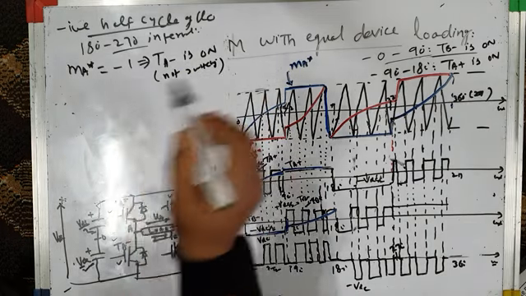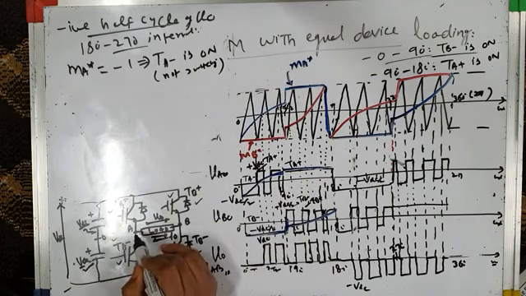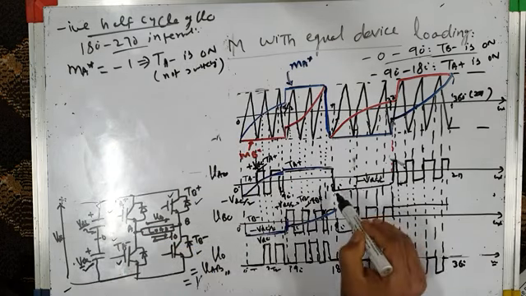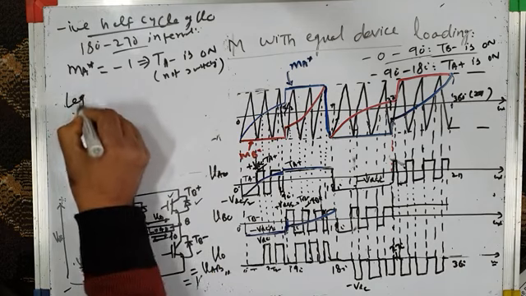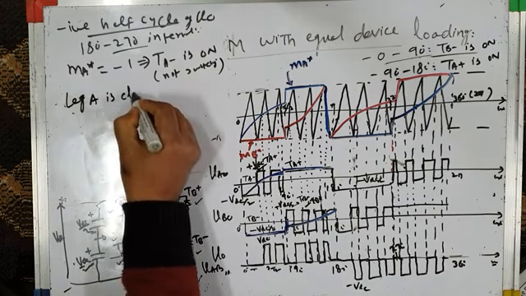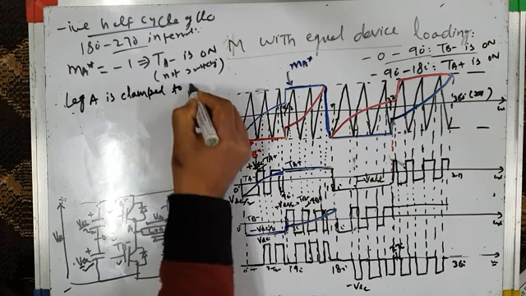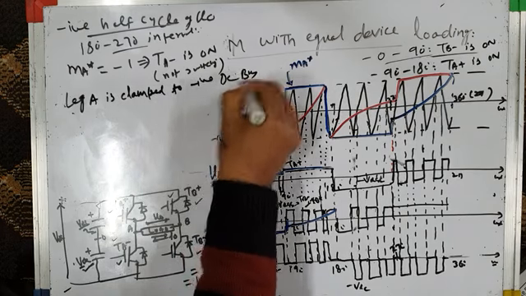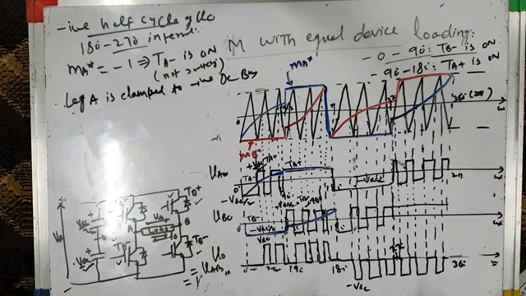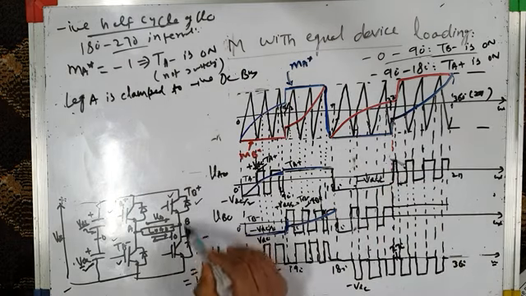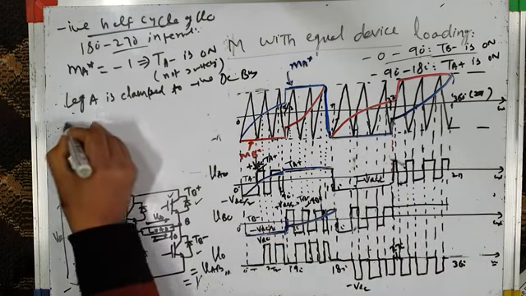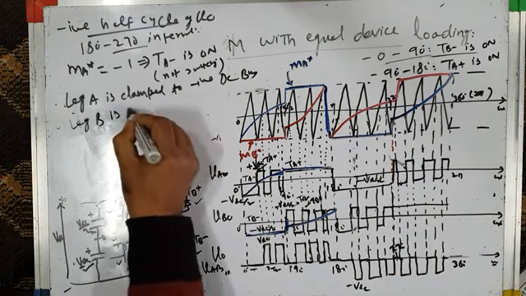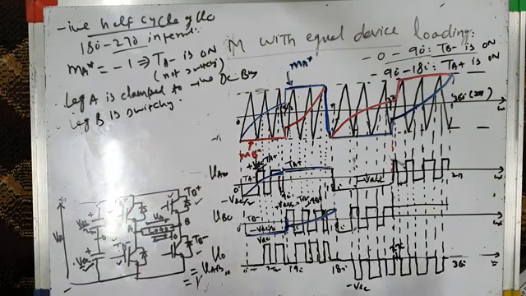That means for phase leg A, since the bottom switch is on, the pole voltage during this period is minus VDC by 2. That is, leg A is clamped to negative DC bus. So I will write leg A is clamped to negative DC bus. Whereas leg B is switching. This is leg B, and this is its pole voltage. See, it is switching. So I will write here leg B is switching. Leg A is not switching. It's clamped to negative DC bus, but leg B is switching.